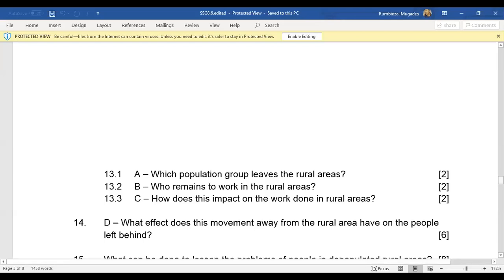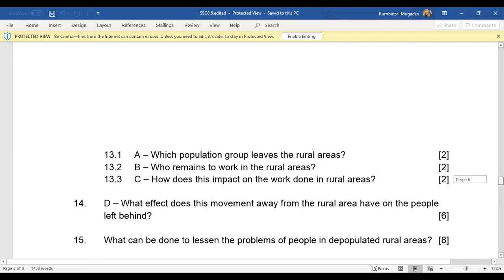So is it a good thing that the young people leave the rural areas going to the urban areas? Is it a good thing? What do you think? Should more young people leave the rural areas or urban areas?